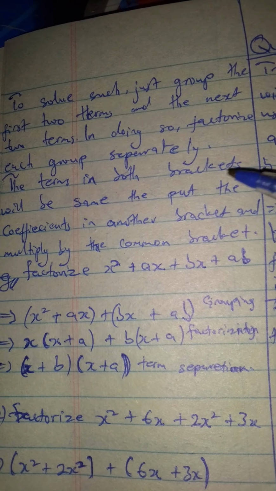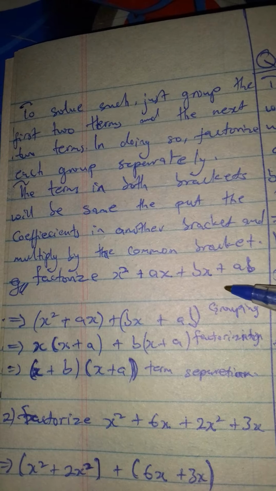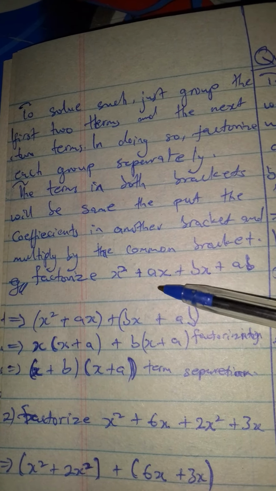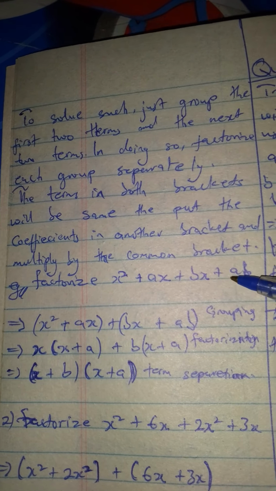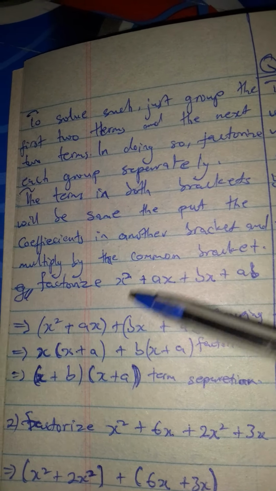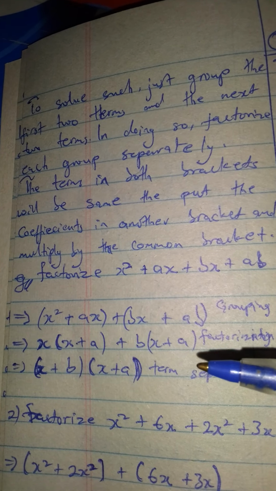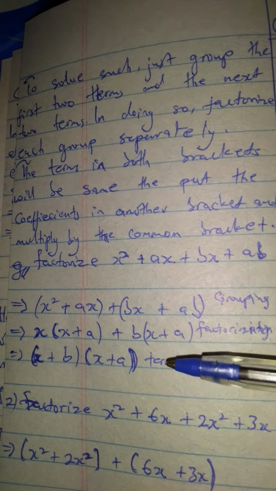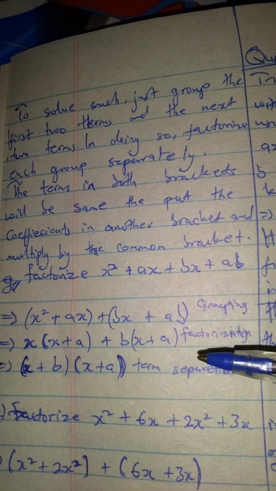So like the example stated here, it said factorize x squared plus ax plus bx plus ab. You see here we have x squared, we have x, we have x, we have a, we have b, we have b. So looking at this by the method of grouping, you just group this. In some ways it will be mixed, so you just have to look out for them, then you group them by yourself. So here you just group the first terms and the second terms.